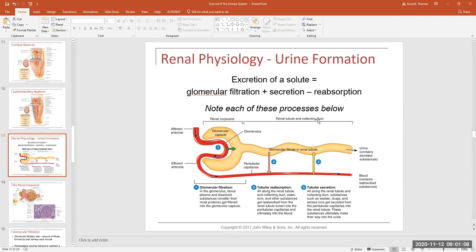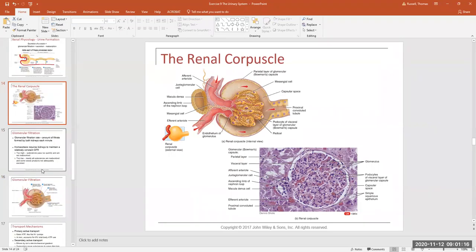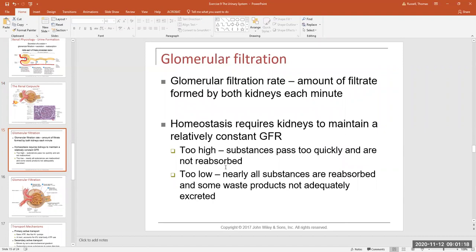All right. Now let's look at glomerular filtration a little bit. So we're not going over the homeostatic mechanisms that are going to regulate GFR, but it is sufficient to know that GFR, which is glomerular filtration rate, has to be maintained pretty precisely. We don't want it too high and you don't want it too low. So if it's too high, you're filtering too quickly, you're going to lose substances in urine that you don't want to. And you're not going to have enough time.